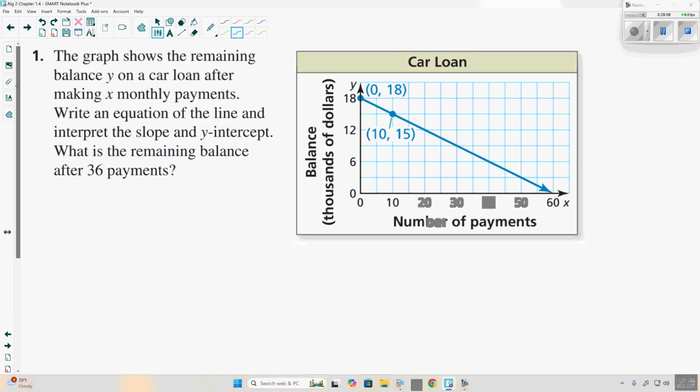Let's look at this next one here. The graph shows the remaining balance Y on a car loan after making X monthly payments. Write an equation of the line and interpret the slope and y-intercept. What is the remaining balance in 36 payments? So 1, it wants us to write the equation of a line. Interpret the slope and y-intercept. There's 2 parts there. And then find out the remaining balance after 36 payments. So we need to find the slope, tell what the slope and the y-intercept are telling us, find the equation of the line, and then answer this question.